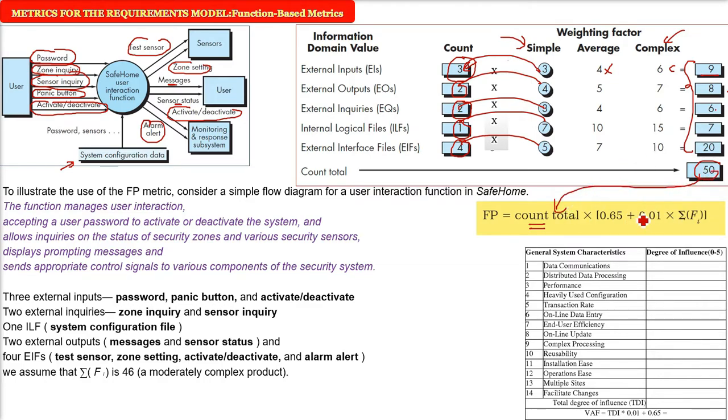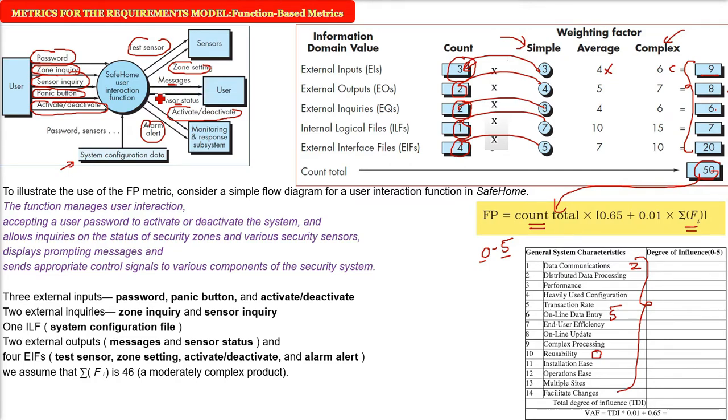Okay. We need to go for sigma fi. So let us say that it is 46 for a moderately complex product. But I need to tell you how this sigma fi has come. These are all the general system characteristics. Now you have to give a value from 0 to 5 depending upon the importance of these system characteristics in your software or product in terms of usability. For example, data communication you give 2, online data entry give 4, 5, reusability 0. So every number you have to give between 0 and 5 and just add them. And just assume that that number is 46. You can try with any other number, 40, 50, it will be below 70.